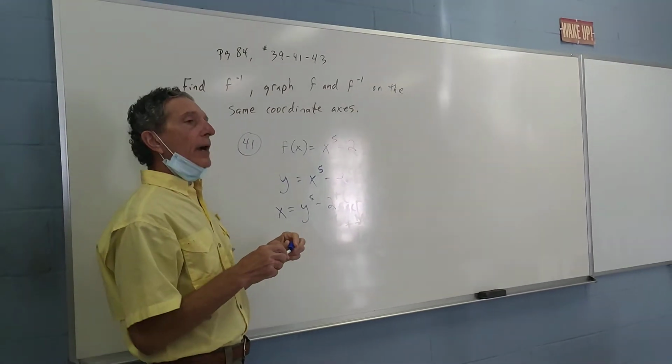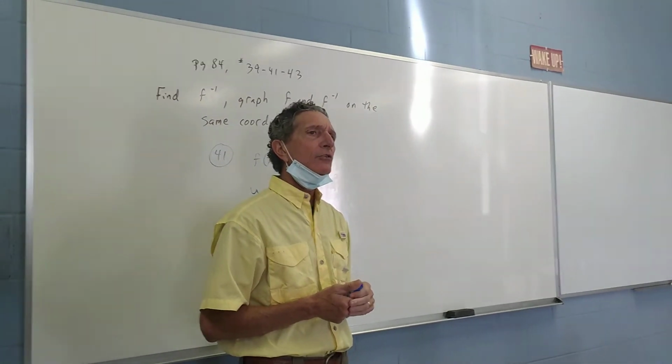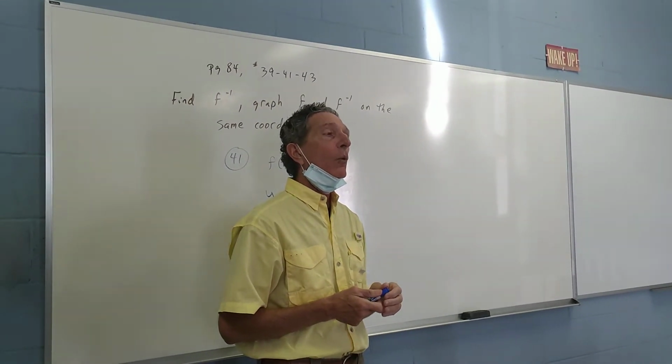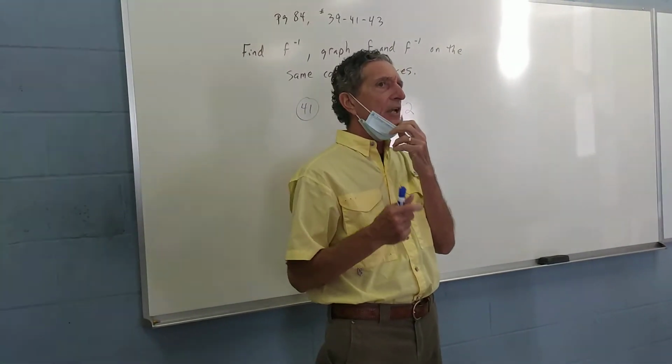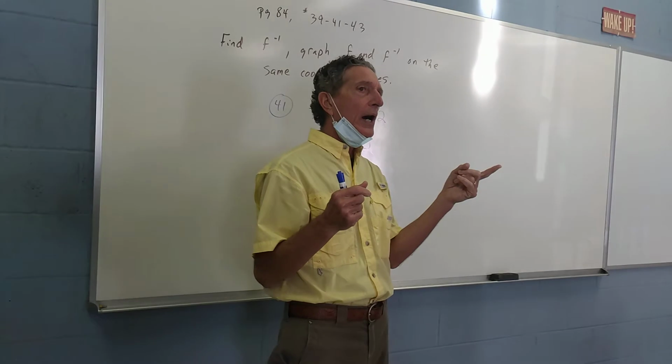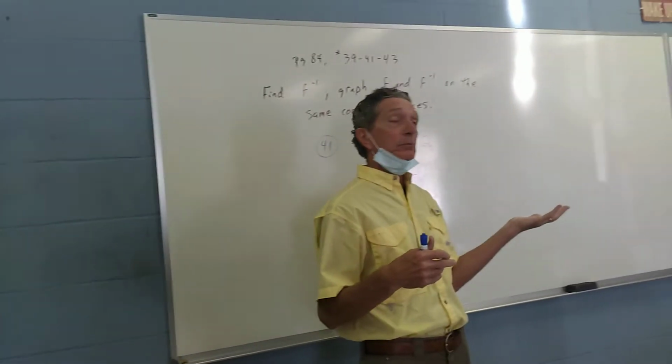What's the requirement for a function to have an inverse? It has to be one to one. That means the marriage between the domain and the range has to be one x, one y, one y, one x. No multiples with a single.